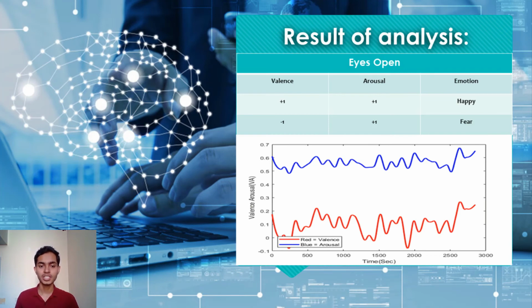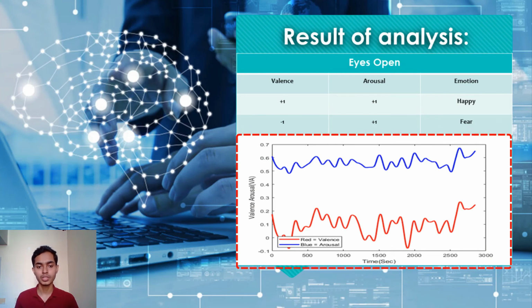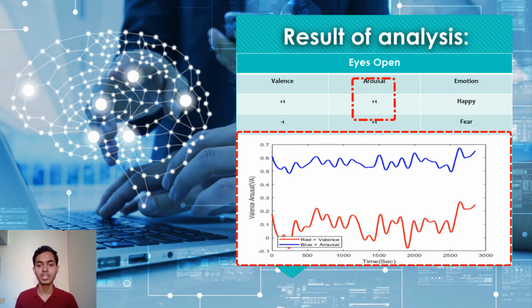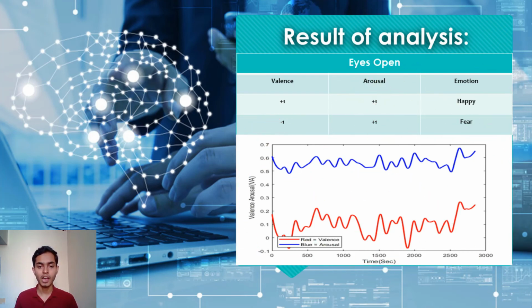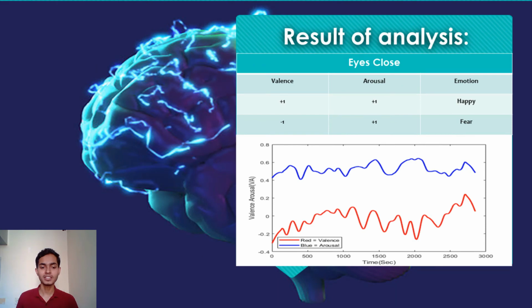So let's continue with the result of analysis. According to our EEG data, we did some analysis. For eyes open, the chart below shows that most valence is covered between -1 and +1, which may cause mixed emotions, and arousal is always at +1. However, according to this result, we could not find any specific obvious indications. So we can state that when the subject is in the eyes open condition, he or she has both happy and fear emotions.